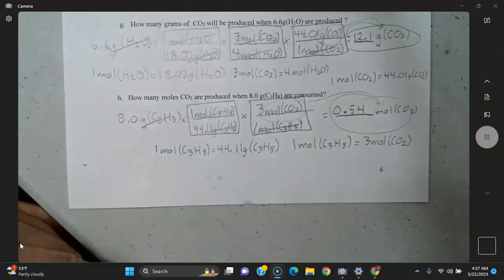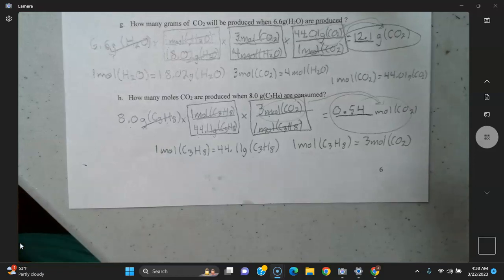And that takes care of every problem on this assignment. So I want you to practice these and know how to do these really well.